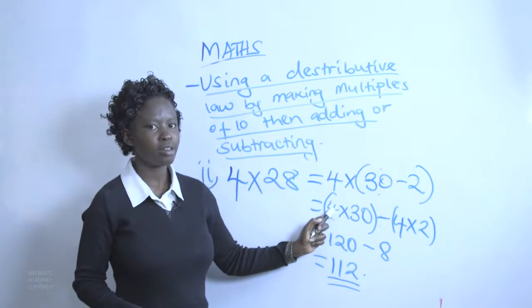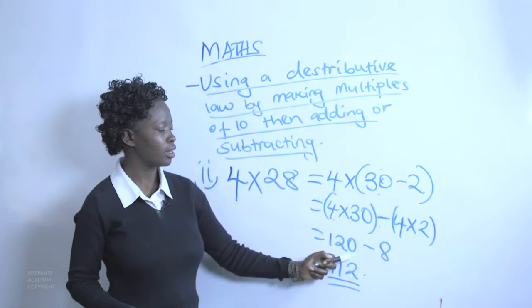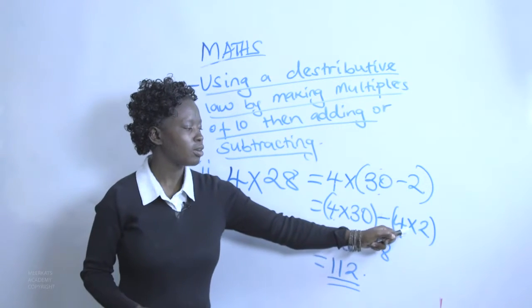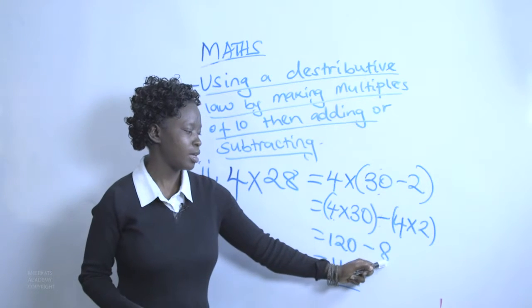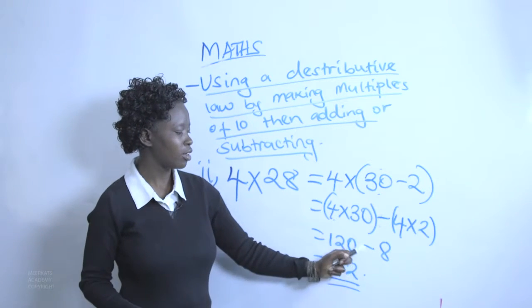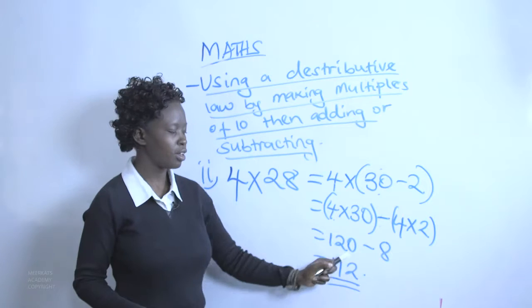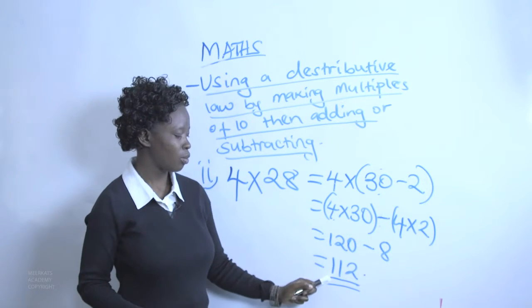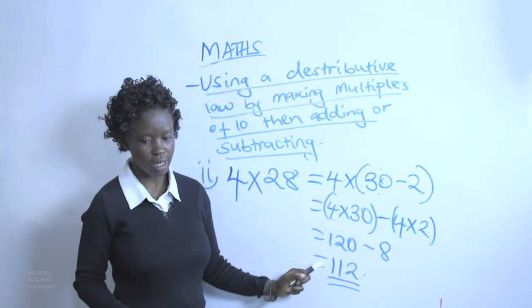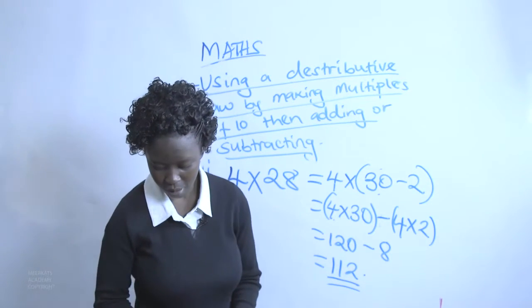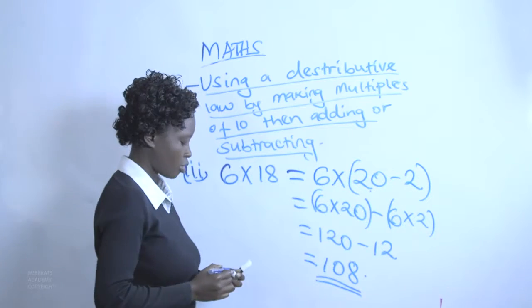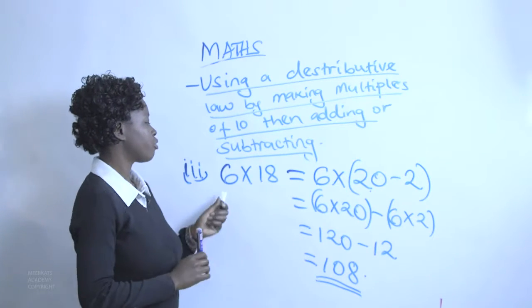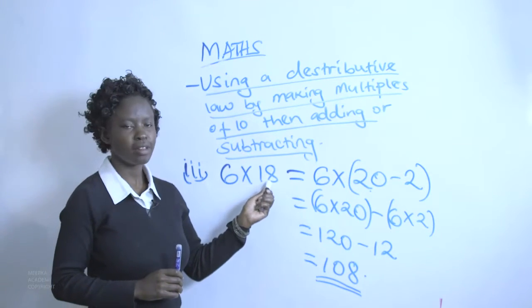So 4 times 30 is 120. 4 times 2 is 8. And remember, we are subtracting. So we have 120 minus 8. 120 minus 8 will give us 112 as the answer.